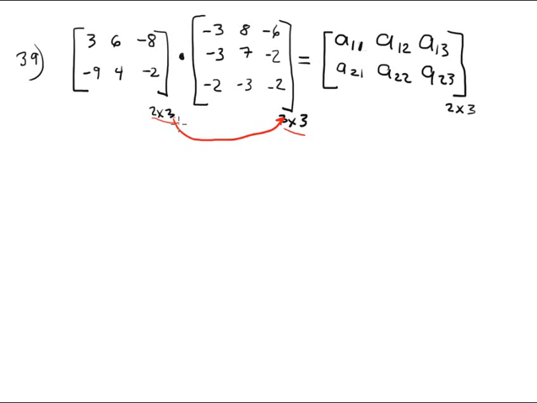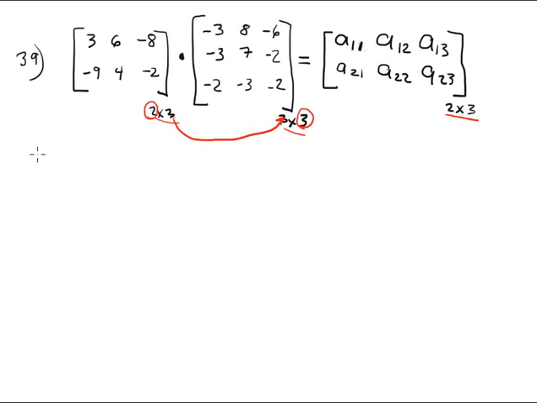If the number of columns of the first doesn't match the number of rows of the second, it's impossible to perform the multiplication. And the remaining numbers, 2 and 3, are the dimension of the result, 2 by 3. In this case, yes, of course, it's possible. Let's do it by hand, and afterwards we check it with the calculator.